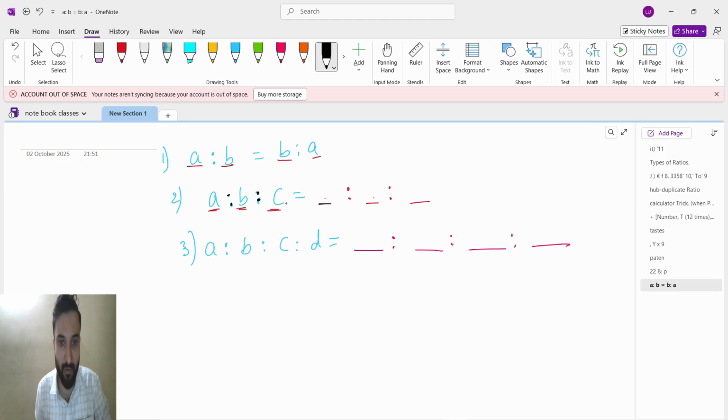We will hide a, we will multiply the others, means we will multiply b into c, whatever the value is there. Now next is b. For finding b, what we will do? We will hide b, we will multiply a into c. Now next is c. For finding c, what we will do? We will hide c, we will multiply a into b. So whatever we have to find we will hide, the others we will multiply.